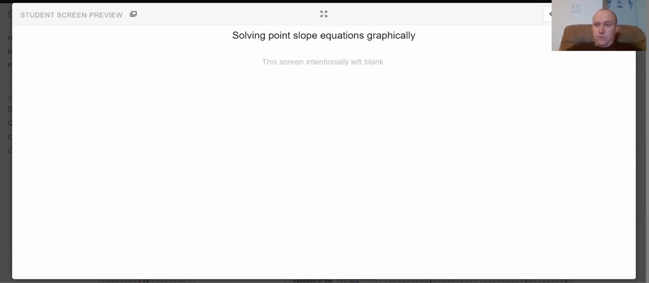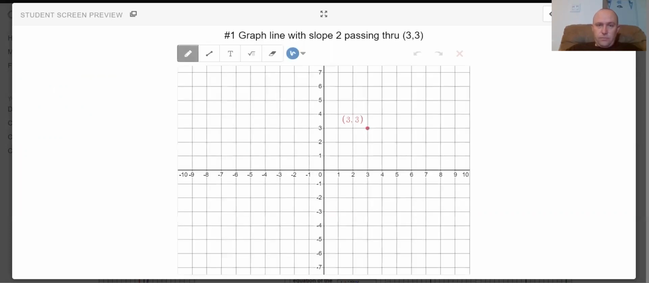So that's the basics for the point slope formula. But there are some alternative ways that you can do this as well. We can actually take a very graphical approach to this, which helps review what we did in the previous unit as well. So if it says graph a line with slope 2 passing through 3, 3, then we can just plot this point, and then I can think about what a slope of 2 looks like.